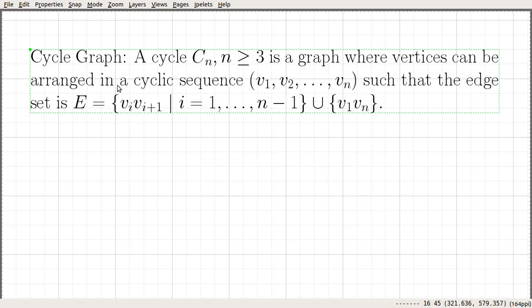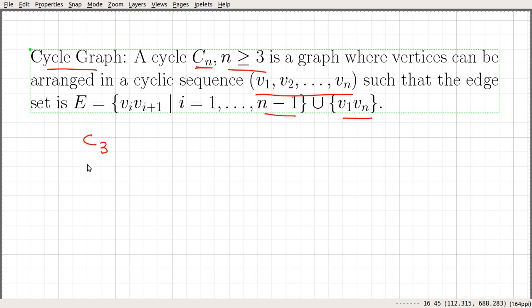Next common family of graph is what is called a cycle graph. A cycle graph, denoted by Cn, and it is defined only for n greater than or equal to 3, is a graph where the vertices can be arranged in a cyclic sequence. I will give an example very soon, such that the edge set E is {vi, vi plus 1}, similar to path in some sense, where i goes from 1 to n minus 1, and in order to complete the cycle we add one more edge from v1 to vn. So let's look into examples.